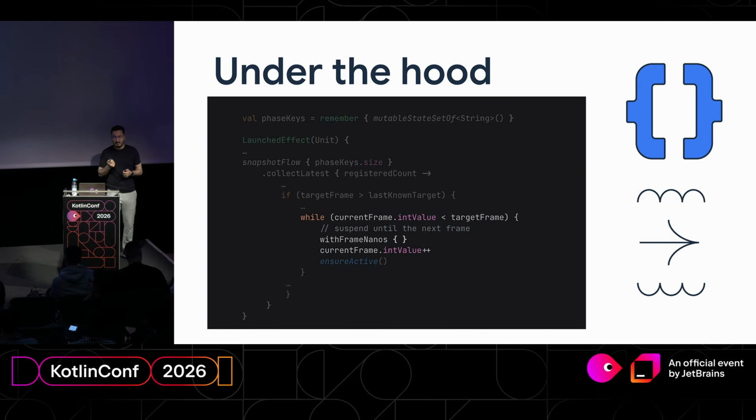And the trick is, we want those components to become available frame by frame. In each frame, there needs to be a phase that we control, that we know is important, that needs to go to the pipeline first. And withFrameNanos helps us suspend our Kotlin code until the next frame is available. When the next frame is available on the main thread, we trigger the current frame count, and that helps us reveal the next phase, which is rendered on the screen.